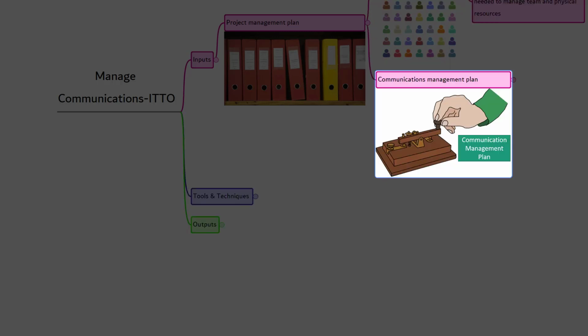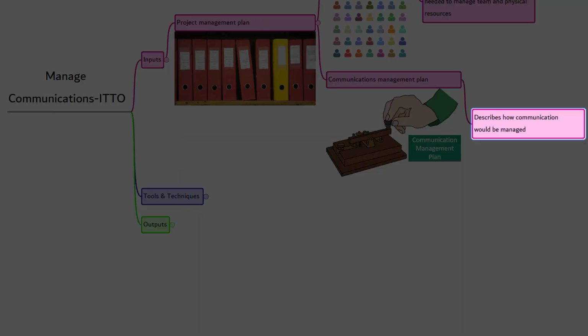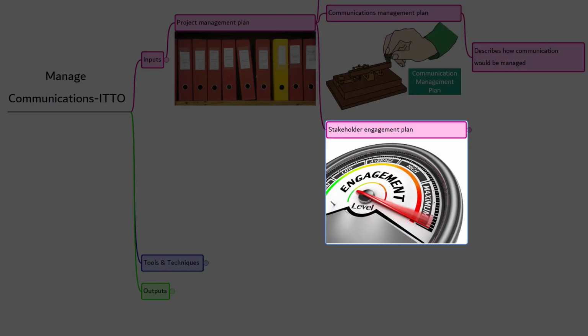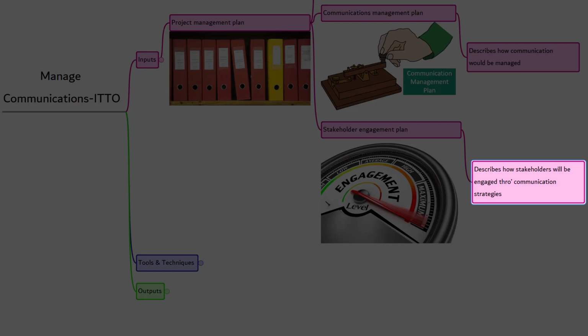resources. Communication management plan. The communication management plan describes how project communications will be planned, structured, monitored, and controlled. Stakeholder engagement plan. The stakeholder engagement plan describes how stakeholders will be engaged through appropriate communication strategies.